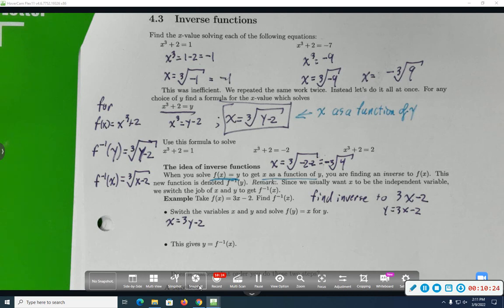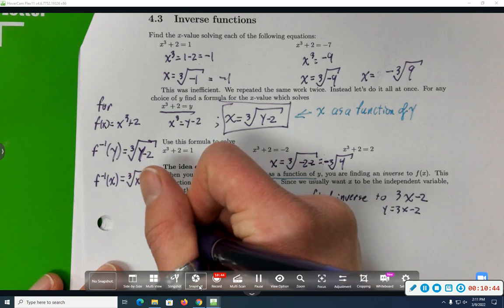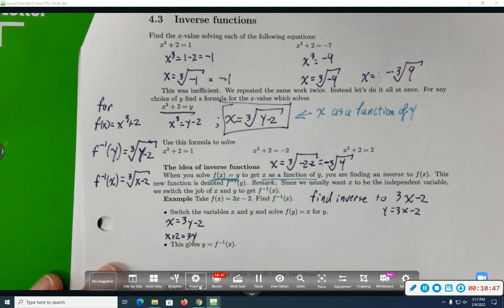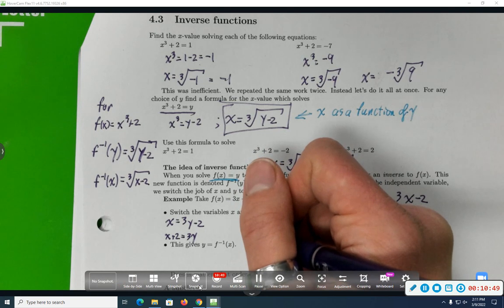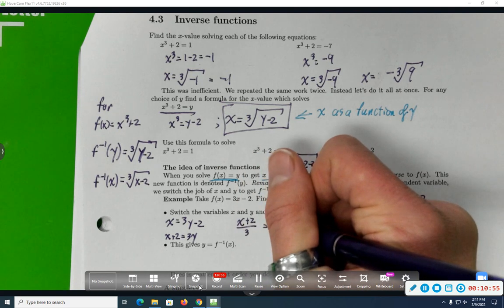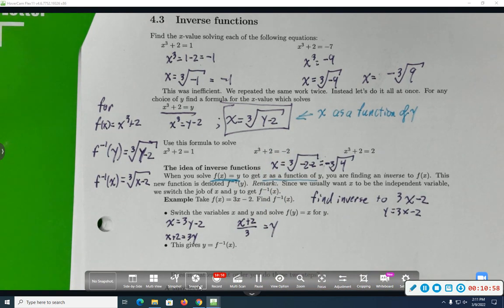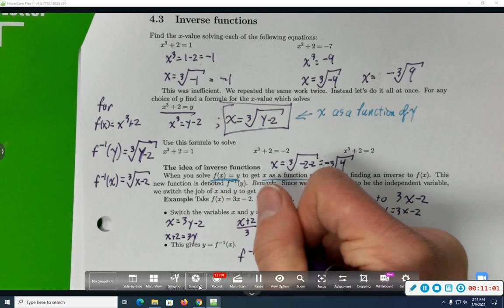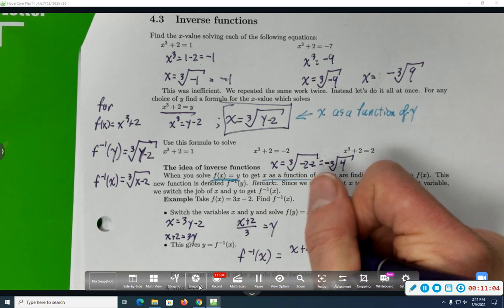So, there's the thing I need to solve. I want to get y on its own. That seems like a good move. Order of operations says you multiply, then you subtract. So to undo that, I would undo subtraction first. So let's do that. Add 2 to the other side. x plus 2 equals 3y. Now say the thing that you said. Now divide by 3. x plus 2 all over 3 equals y. There's the inverse function. So this inverse function, f inverse of x, is given by x plus 2 all divided by 3.